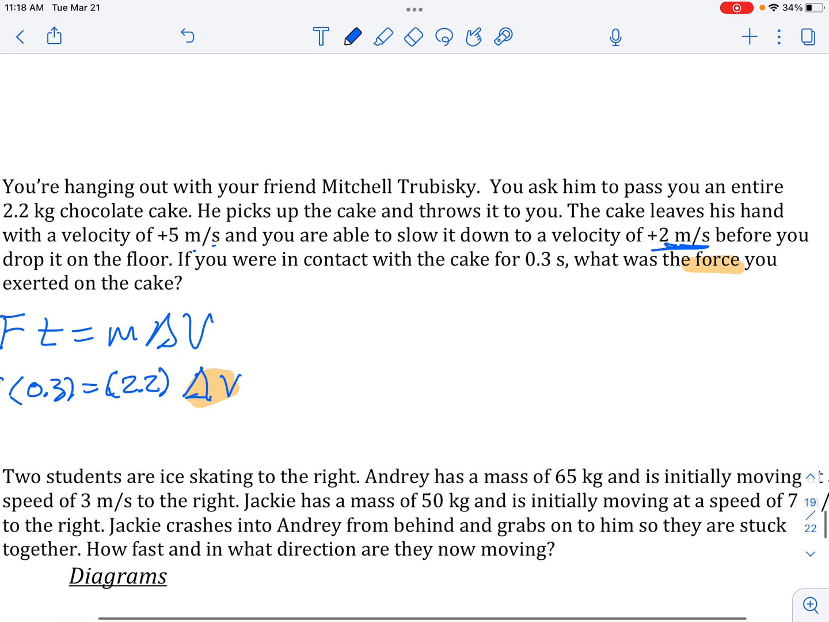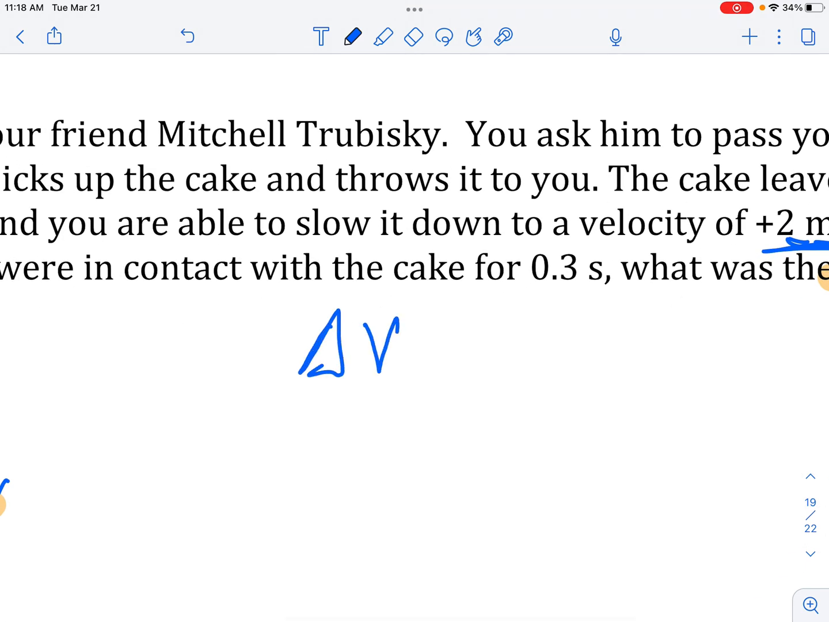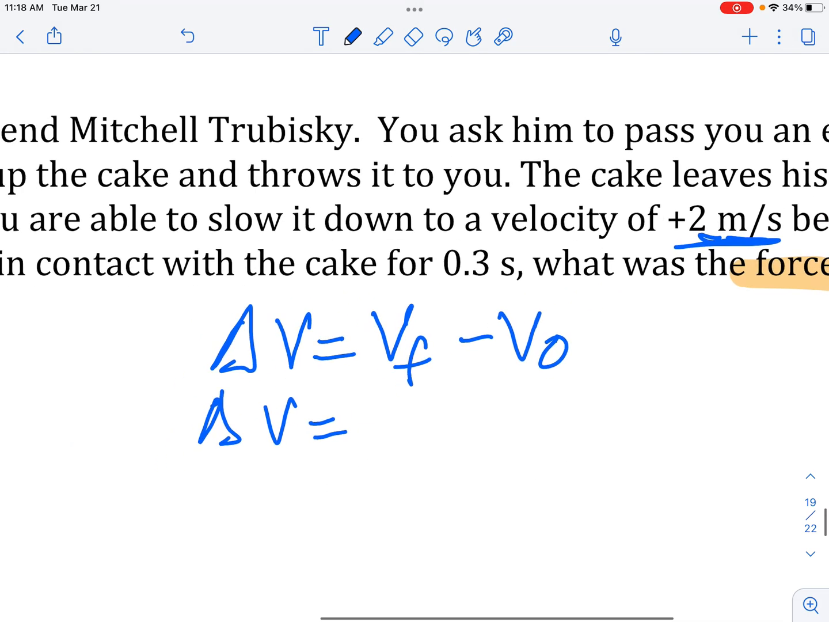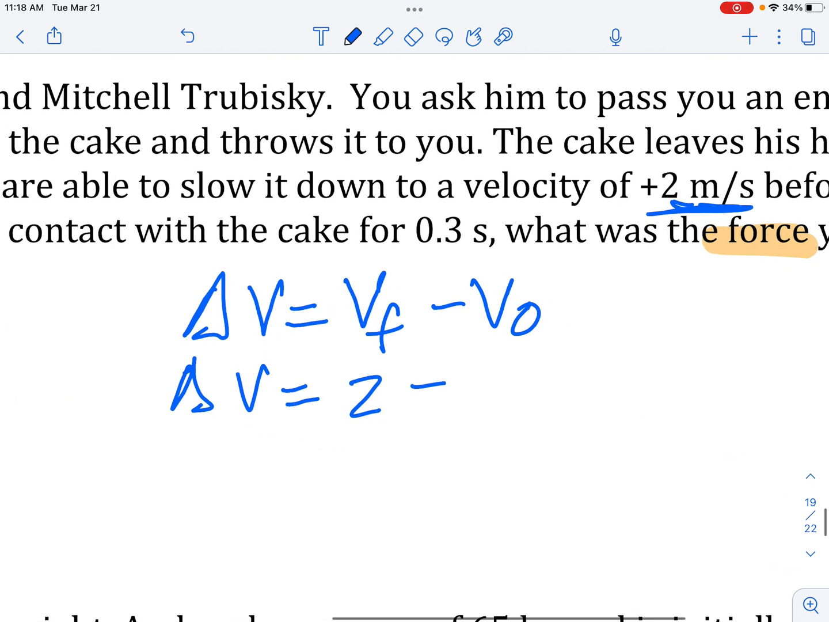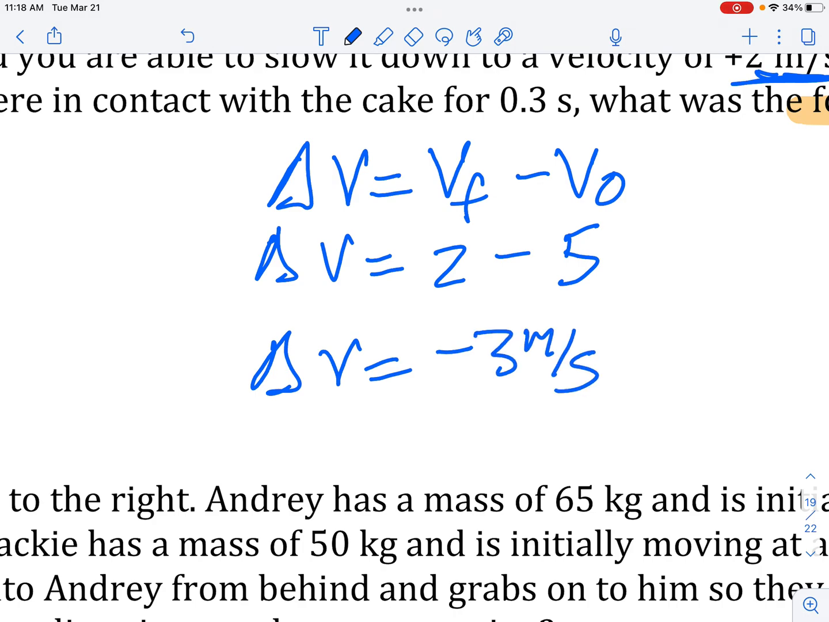So let's do it. Delta v equals v final minus v initial. The final velocity is 2 meters per second, and the initial velocity was 5 meters per second. 2 minus 5 is -3. So our change in velocity is -3 meters per second.